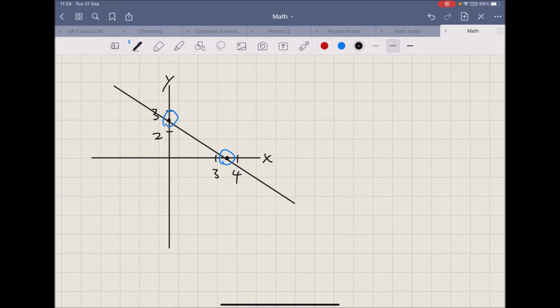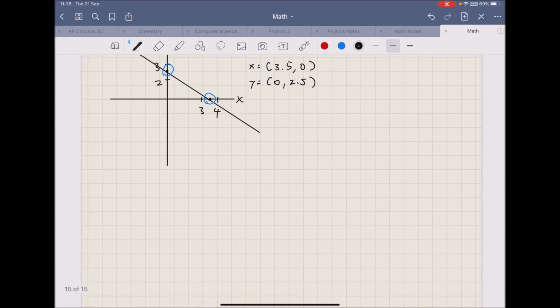So the x-intercept would simply be, so you can see it's between 3 and 4, so it will be 3.50, and the y-intercept will be 0. Let's try another one.